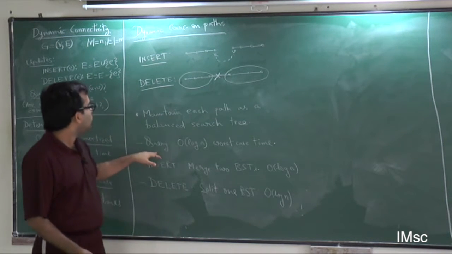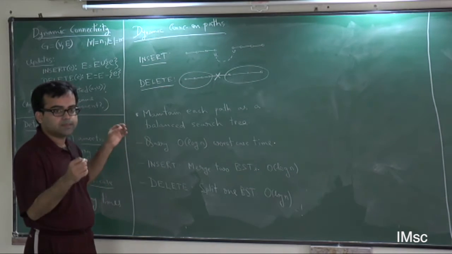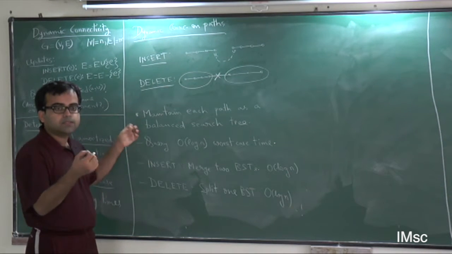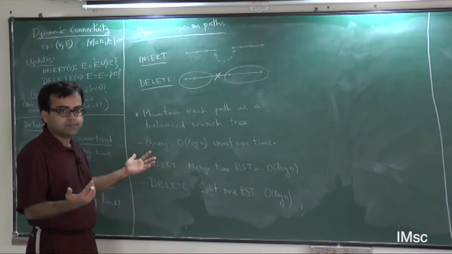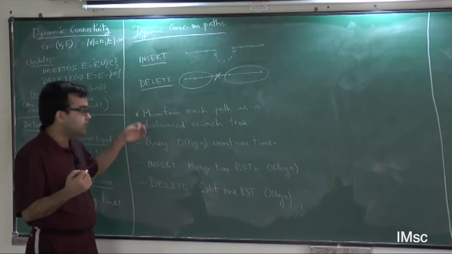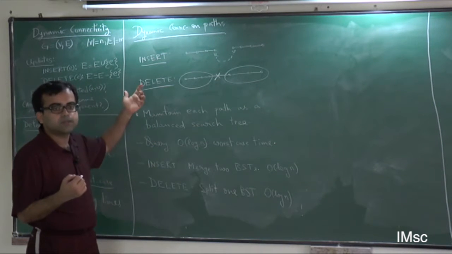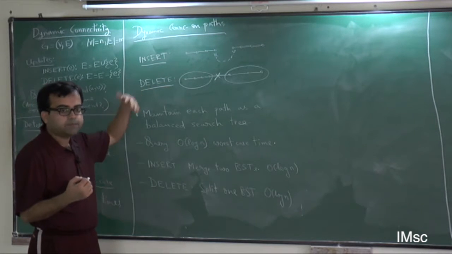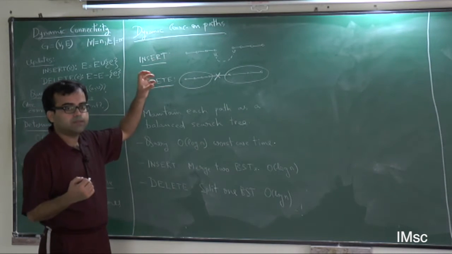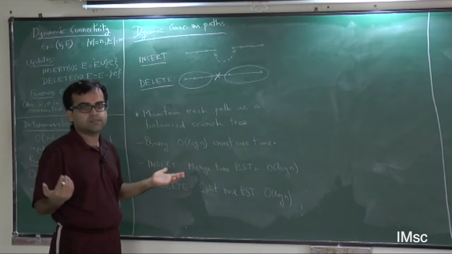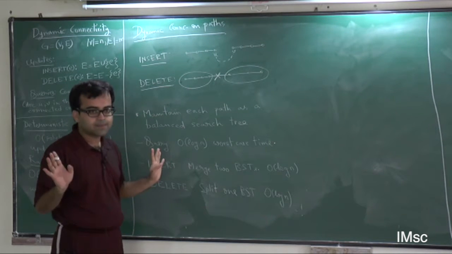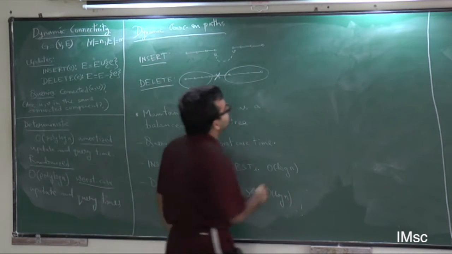So, the query is two nodes, are they in the same path? Each path is stored as a balanced search tree. So, now what you do for each node, just find the root of the corresponding tree. The depth is log n, right. So, you can find the root in log n time, then check if the two roots are the same. Correct? Okay.